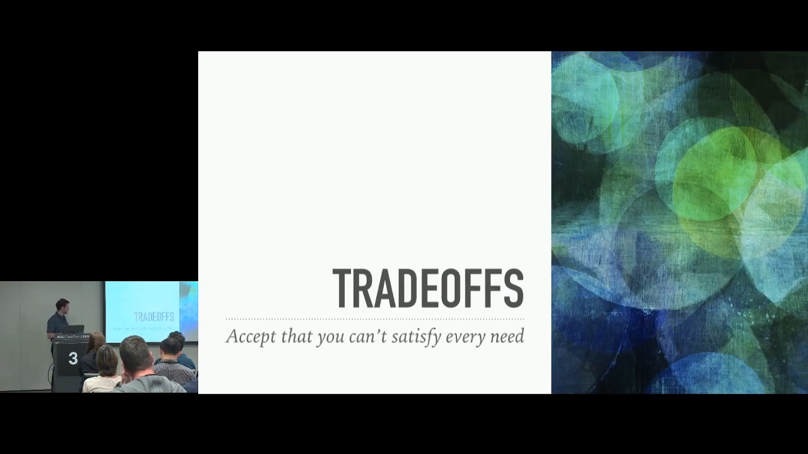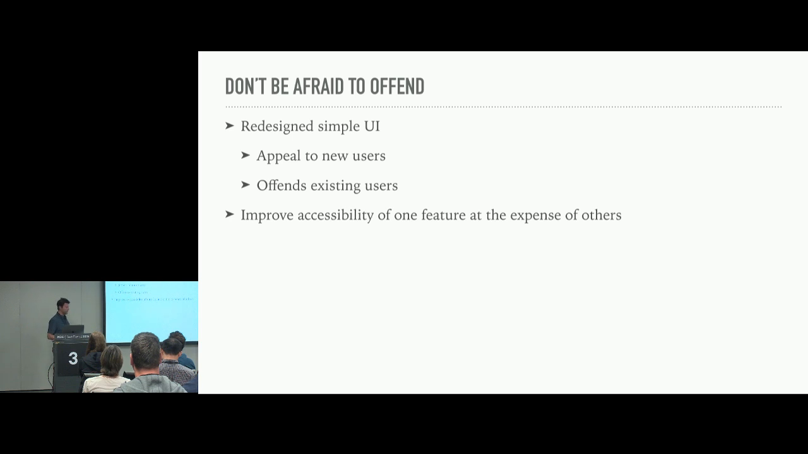So let's talk a little bit about trade-offs. I think it's important when you do UI design, you have to accept that you cannot actually satisfy everyone. A classic case of this is that you redesign a user interface that isn't that nice to make it easier to use. Your new users are very happy about this because now they understand how to use your application. Your existing users, on the other hand, are not so happy. And this is something that I think you see with a lot of applications.